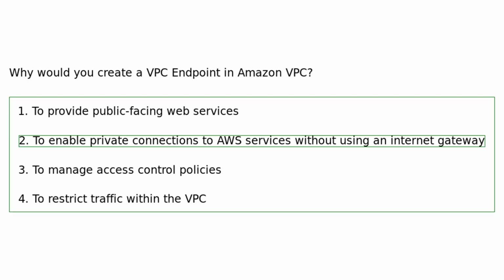Creating a VPC endpoint in Amazon VPC allows you to establish private connections to AWS services without needing to route the traffic over the internet, enhancing security and reducing exposure to external threats.